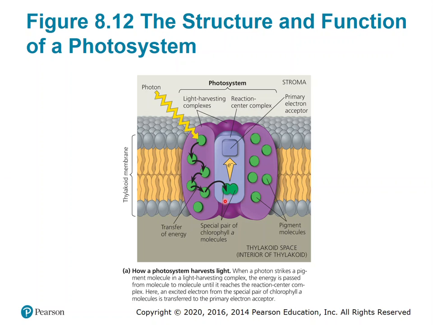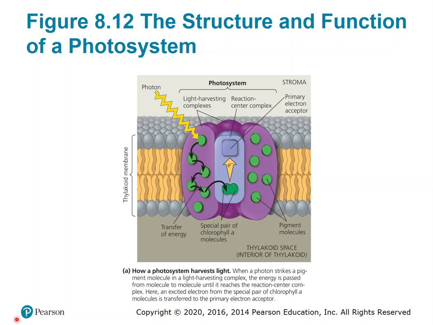And so this special pair of chlorophyll A molecules are our primary electron acceptors. They transfer the excited electrons up to the primary electron acceptor. And this redox reaction is one of the first steps in our light reactions.